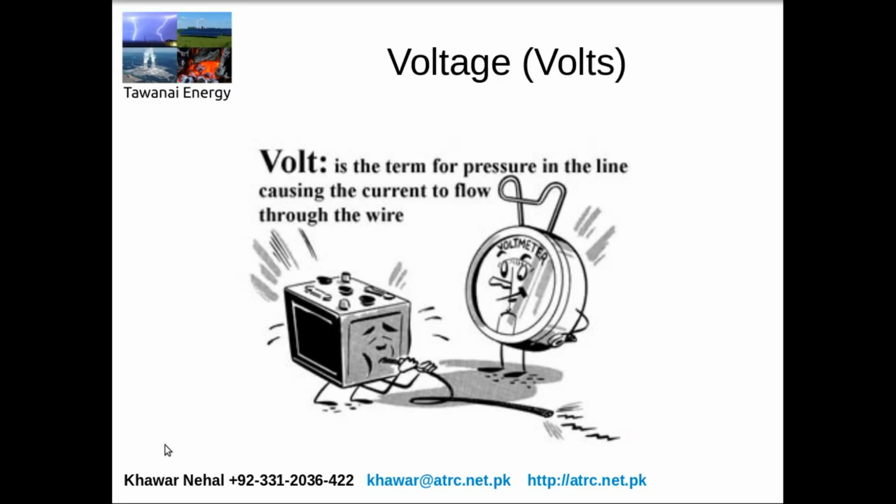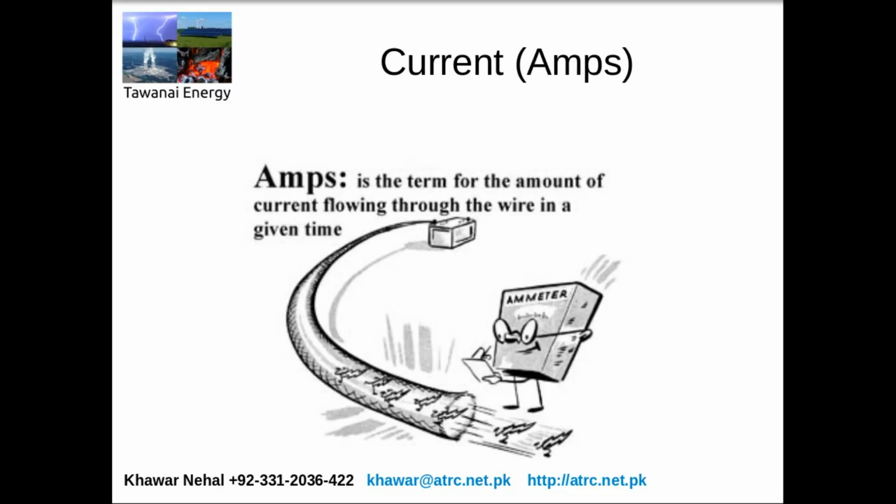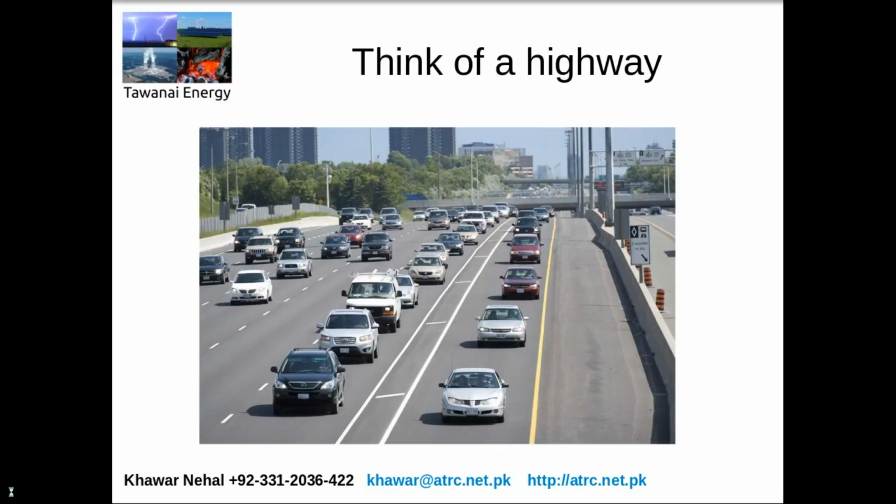So now we'll explain a little bit about volts. Volts is sort of like the pressure inside the wire, and the more the voltage, the more the pressure, and therefore the electrons move faster through the wire. Amps is like counting how many electrons are going through in a second, and that's called current, which is the amount of charge or the number of electrons going through the wire within a second.